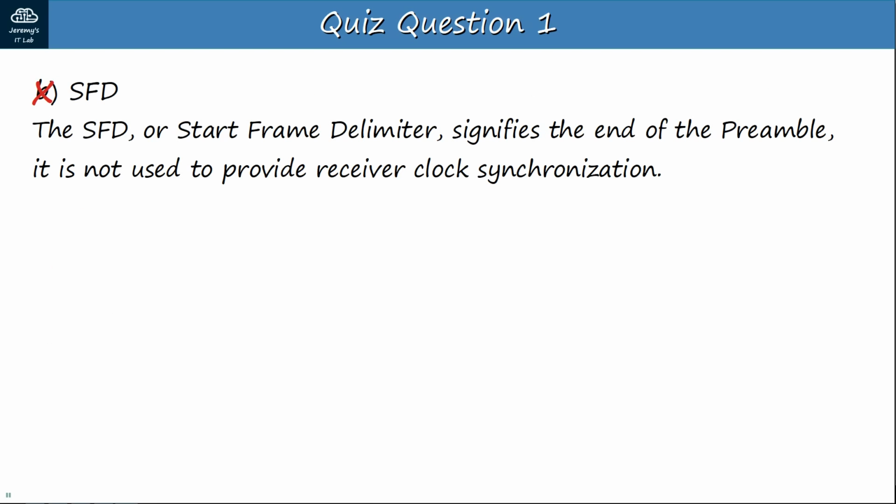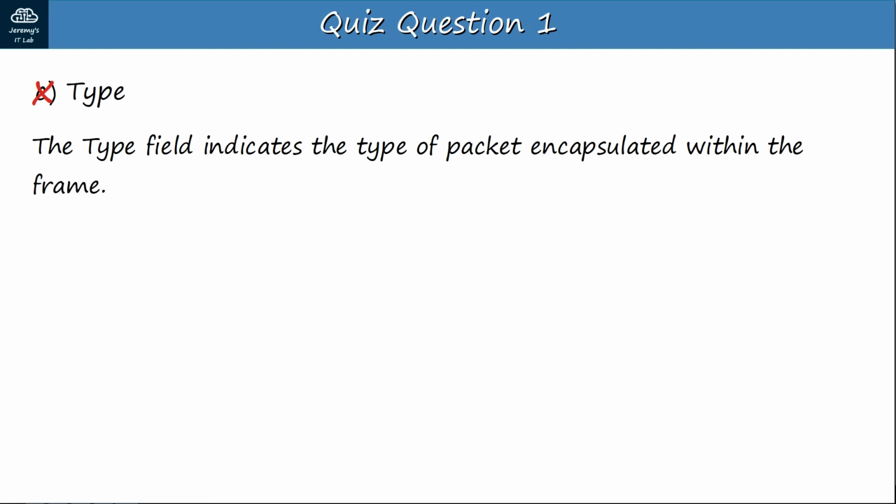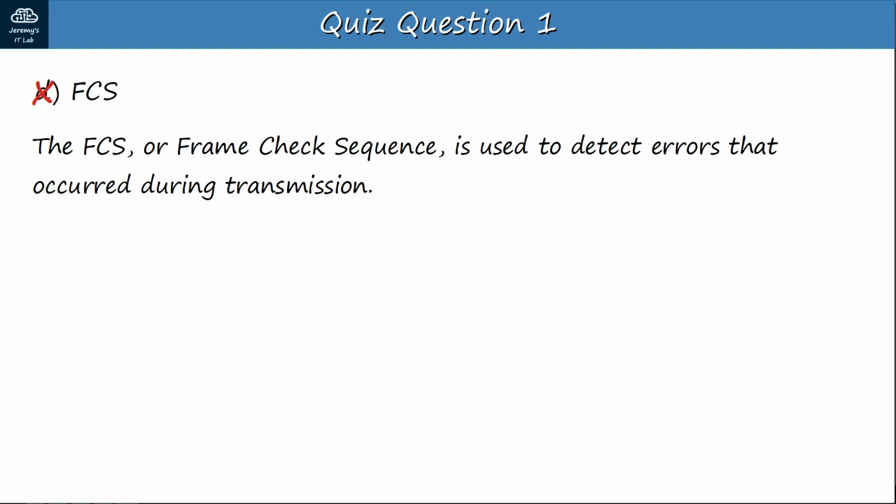Let's check. The SFD, or start frame delimiter, signifies the end of the preamble. It is not used to provide receiver clock synchronization. So B, SFD, is incorrect. The type field indicates the type of packet encapsulated within the frame. So C, type, is incorrect. The FCS, or frame check sequence, is used to detect errors that occurred during transmission. So D, FCS, is incorrect.